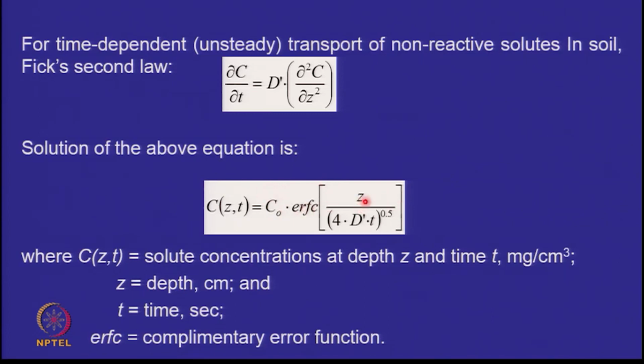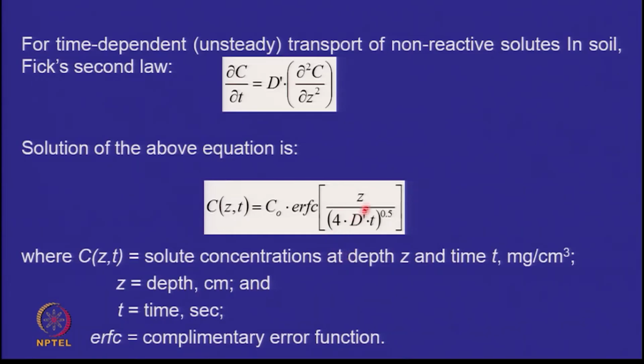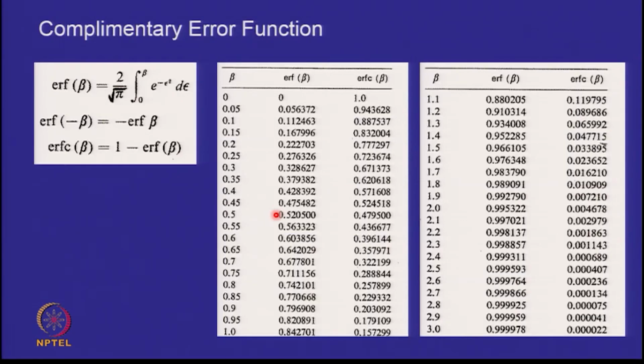Now what is this complementary error function? Standard tables are available, don't worry. If you know beta, you can find ERFC. Okay? You'll have to go back and look up your maths a little bit, but if you find this beta, if you find this value, then you can find this error function. And quite clearly C cannot be greater than C naught. Can it be greater than C naught? So it cannot be greater than C naught, so you will get these values varying from 0 to 1, or 1 to 0.